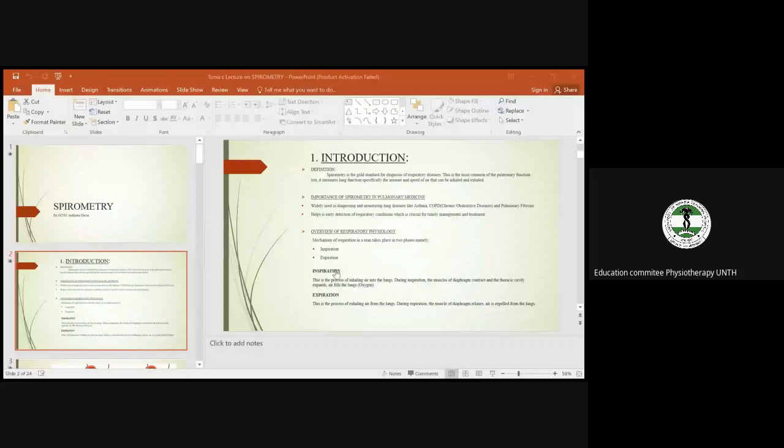Then inspiration: this is the process of inhaling air into the lungs. During inspiration, the muscle of the diaphragm contracts and the thoracic cavity expands, filling the lungs with air when you take in air. Then during expiration, this is the process of exhaling air from the lungs, and the muscle of the diaphragm relaxes.